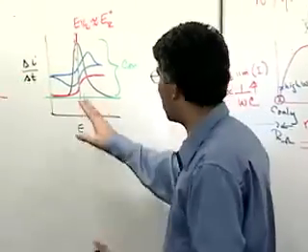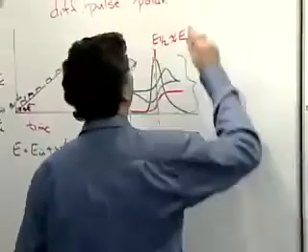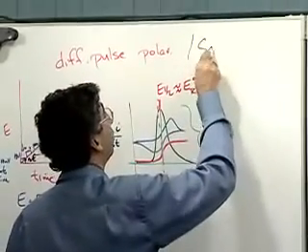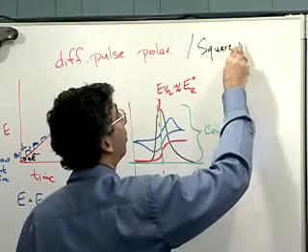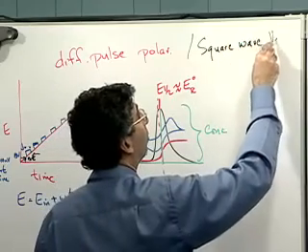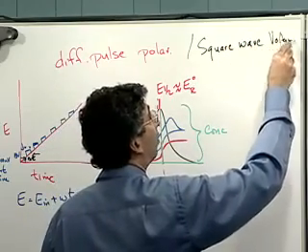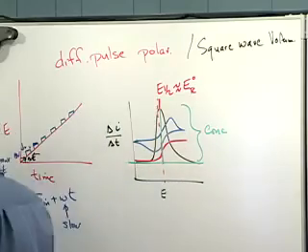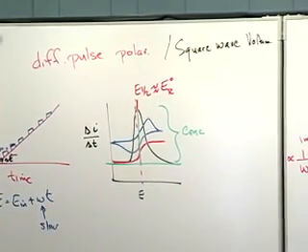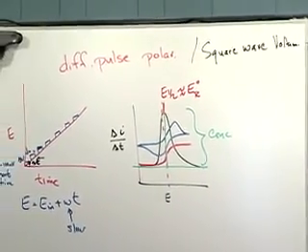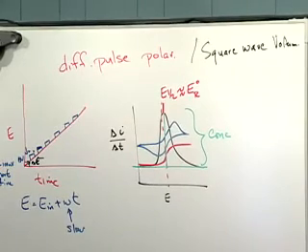And it might be this technique, or, as I said, I should write down, it might be square wave voltammetry. And which one will give you a better result? Basically, you try it. Other questions?